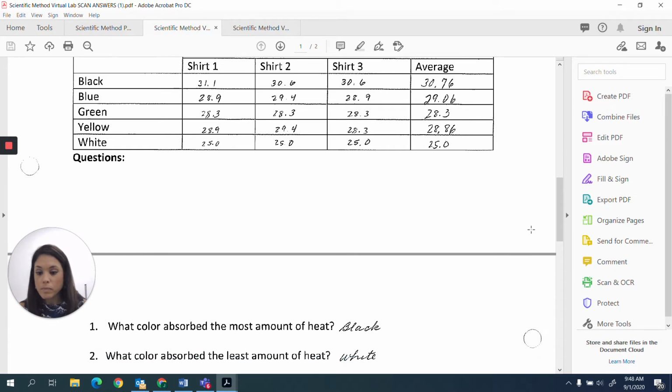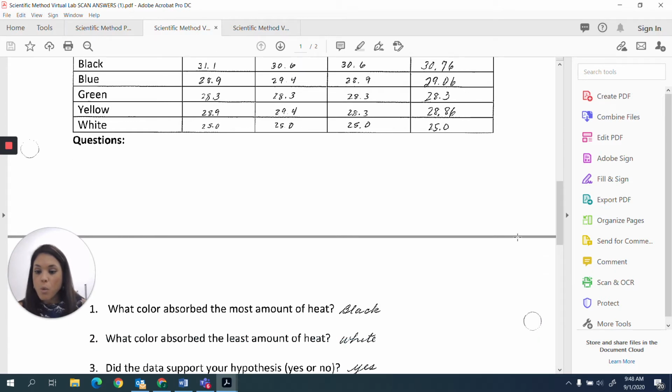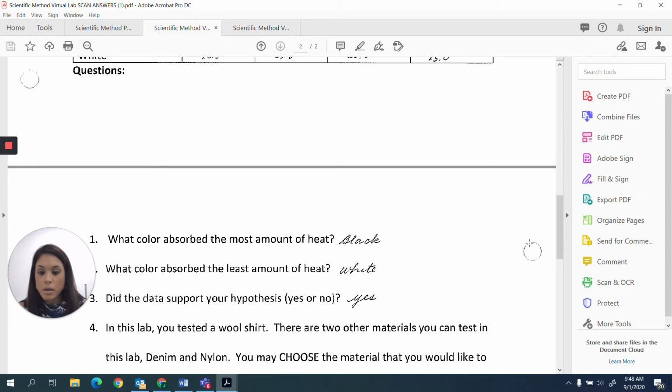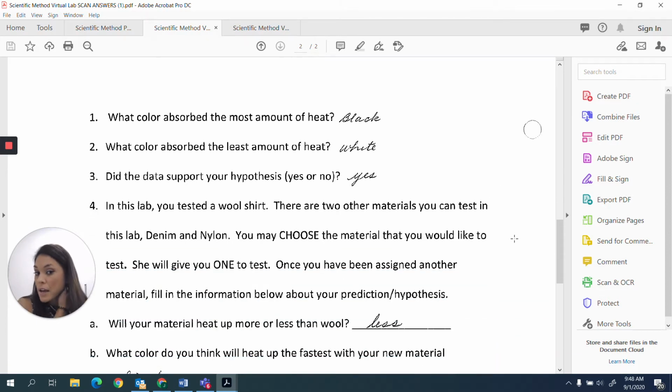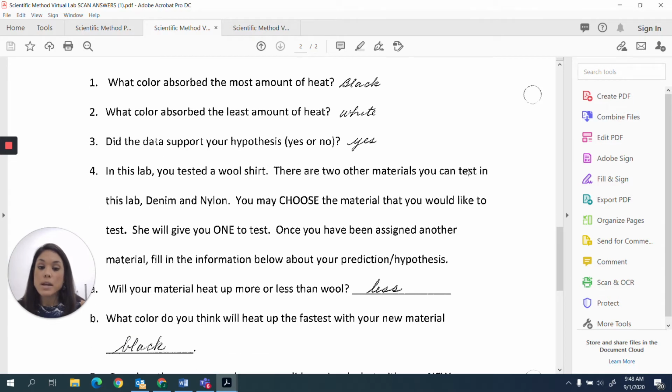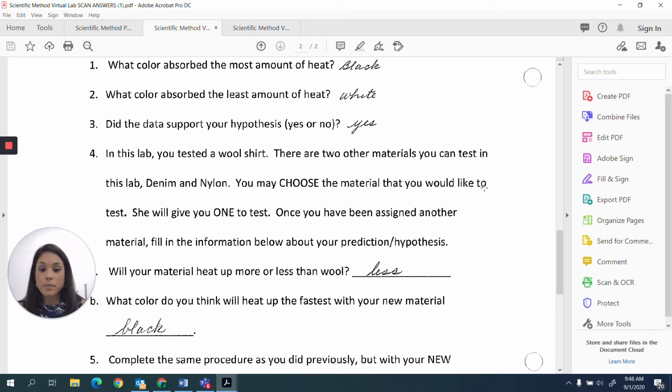Okay, so let's answer these questions. What color absorbed the most amount of heat? And I think everyone could say a resounding answer of black. What color absorbed the least amount of heat? White. Did the data support your hypothesis? So depending on your hypothesis, you can answer that yes or no.